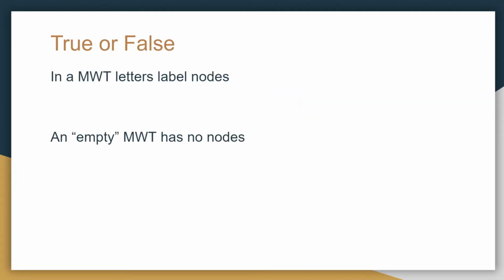They're very beneficial. So now I'm going to go over some true or false problems and then some examples, and then we'll get into more of the code that you'll be writing. So true or false, in a multi-way trie, letters label nodes, and true or false, an empty multi-way trie has no nodes. If you want a second to think this over, please pause the video. I'm just going to move forward, and that's what I'll do for most of the questions, though I will remind you to pause where necessary.